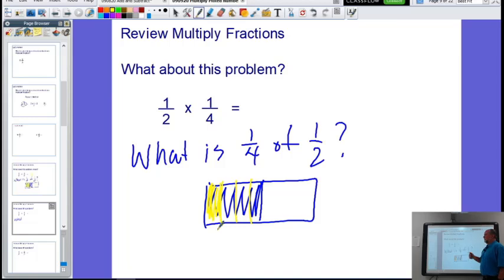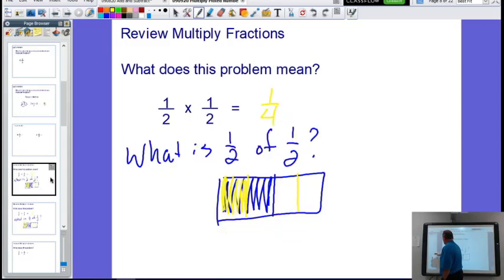Now if I were to say it the other way, what is 1/2 of 1/4? Well, if I took the 1/4 right here and did half of it, same thing. So that means I need to do the same thing over here. And in the grand scheme of things, what is that amount of the whole? That amount is 1/8.